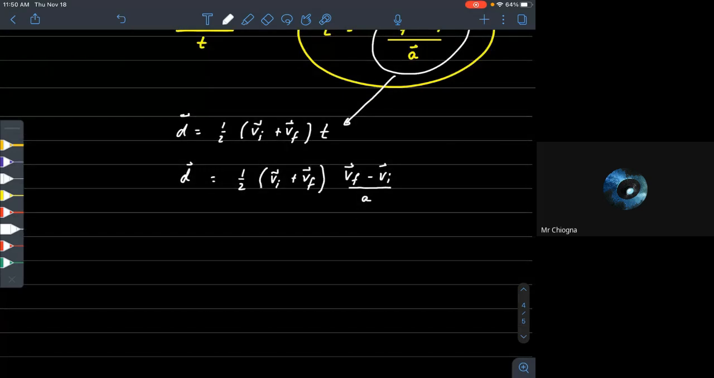Now, you're going to help me complete it. Don't tell me, but multiply both sides by 2. And then multiply both sides by A. Don't tell me, but give it a try.